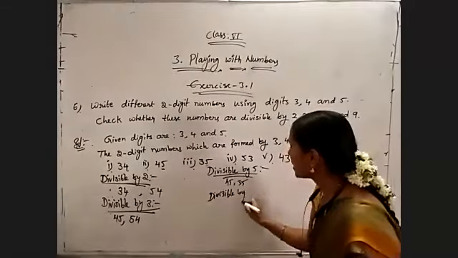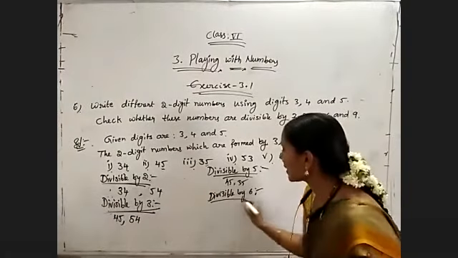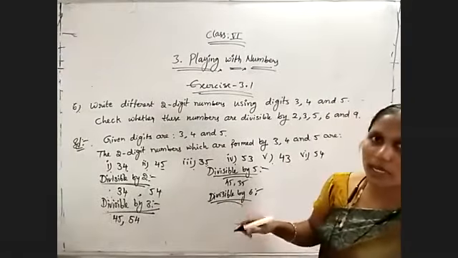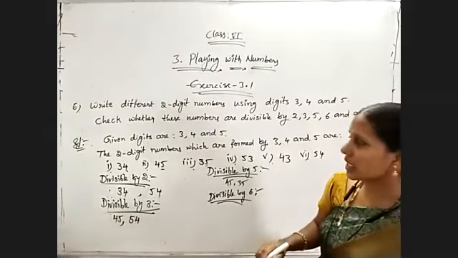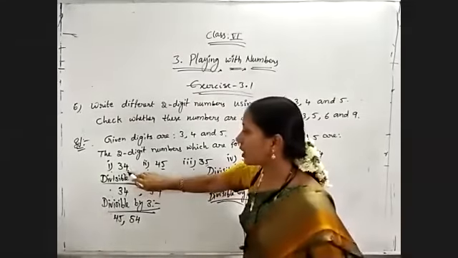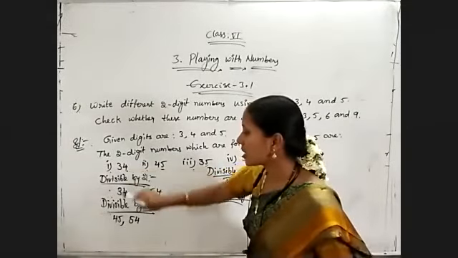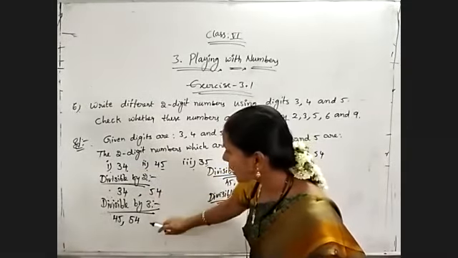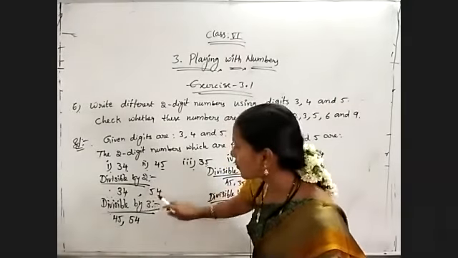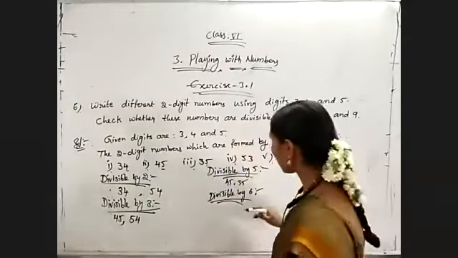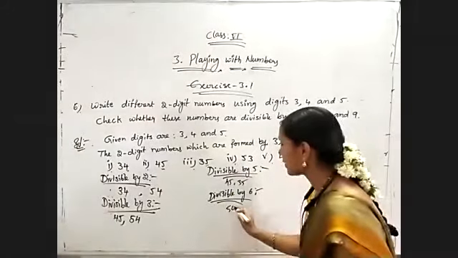Divisible by 6. If the numbers are divisible by both 2 and 3, then only they are divisible by 6. So here 34 is divisible by 2, but 3 plus 4 is 7. It is not divisible by 6. Observe divisible by 2 and 3. Which number is common among these two? 54 only. So divisible by 6. Only 54 is divisible by 6.